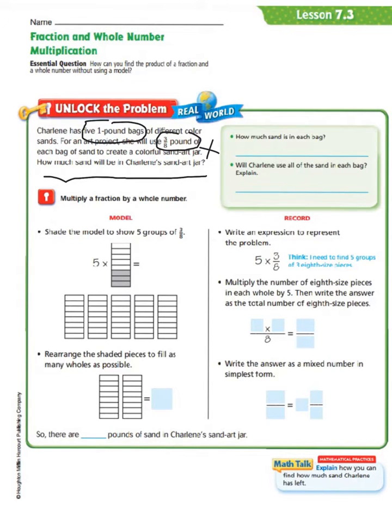Let's go over here to the side, and it says, how much sand is in each bag? If we go back over here, it says we have 3/8 pound of sand in each bag. So how much sand is in each bag? I'm sorry, 1 pound. Because it says that she has 5 1-pound bags of different colors of sand.